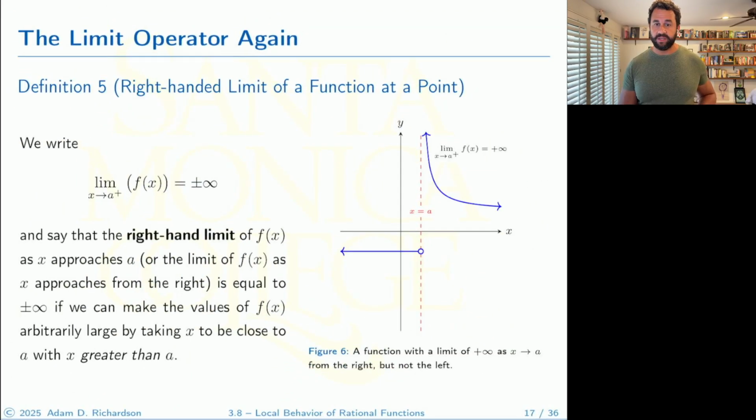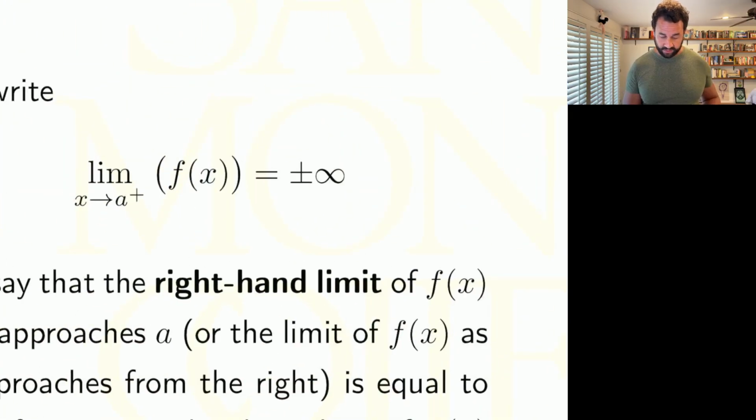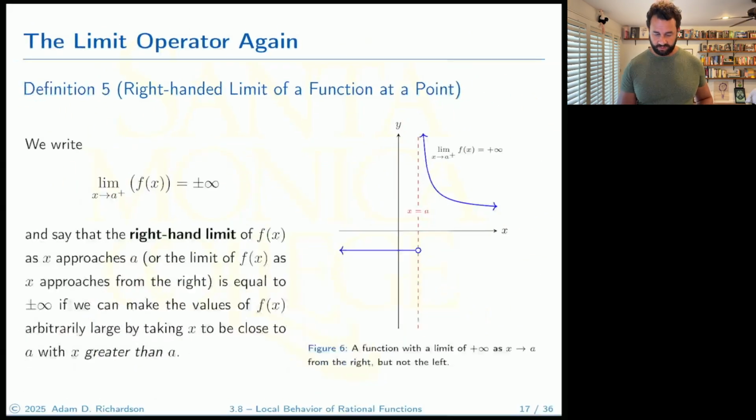All right, similarly, we can talk about approaching from the right. Here is an example of a function where the limit as x approaches a from the right is positive infinity, like so. If we're approaching from the right, we use a little superscript plus. So this means the limit as x approaches a from the right of f of x is plus or minus infinity, or it could be some number.